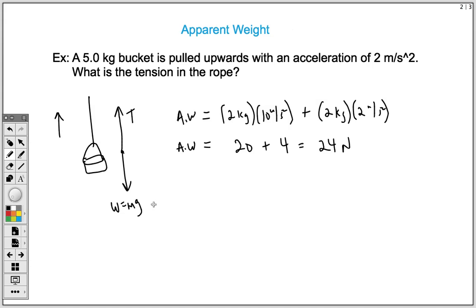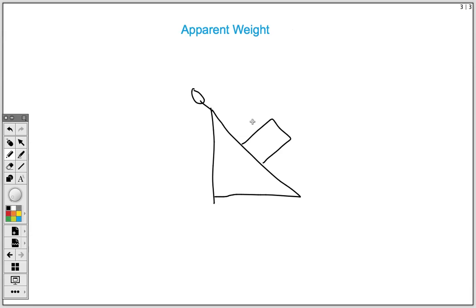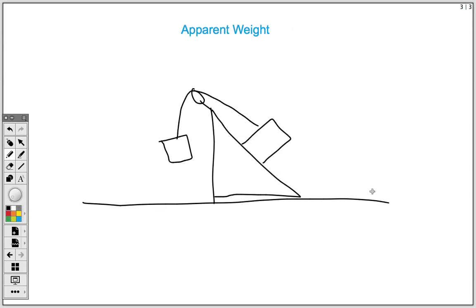Well, you might have a more difficult problem than this. This is a very simplistic problem. So let's take a look at how we would solve for something a little bit more difficult. Let's say we have two connected objects, one on an incline, and it's attached to a hanging object. They may ask you to solve for the tension in this rope that is connecting these two blocks.